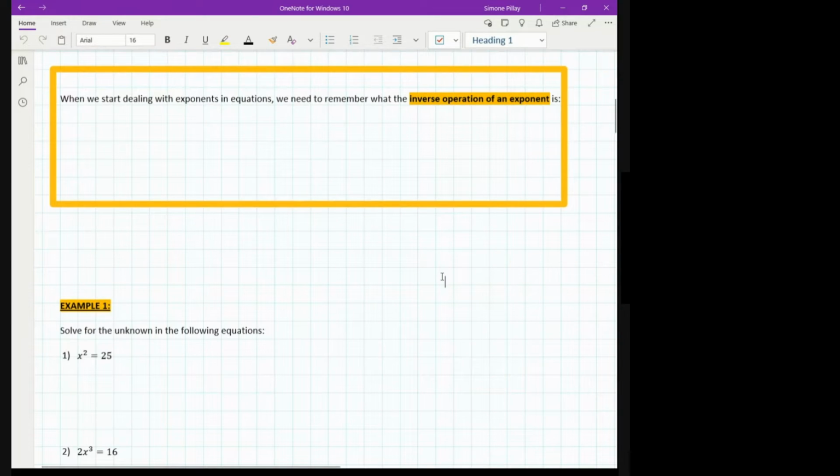So, important stuff to know. When we start dealing with exponents in equations, we need to remember what the inverse operation of an exponent is.